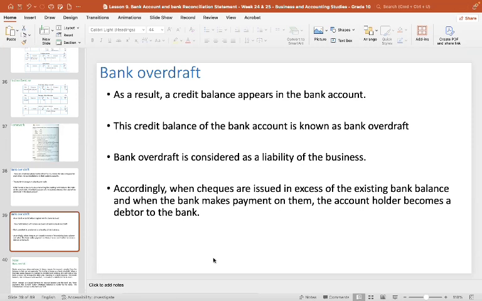But a bank overdraft, usually you are supposed to settle it within a short period of time, and you can even take it over the phone. Okay, if it is a temporary overdraft facility.